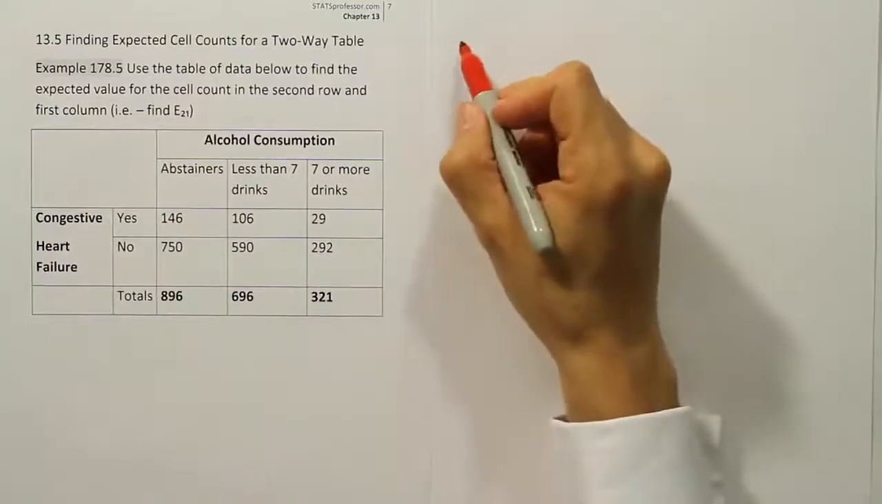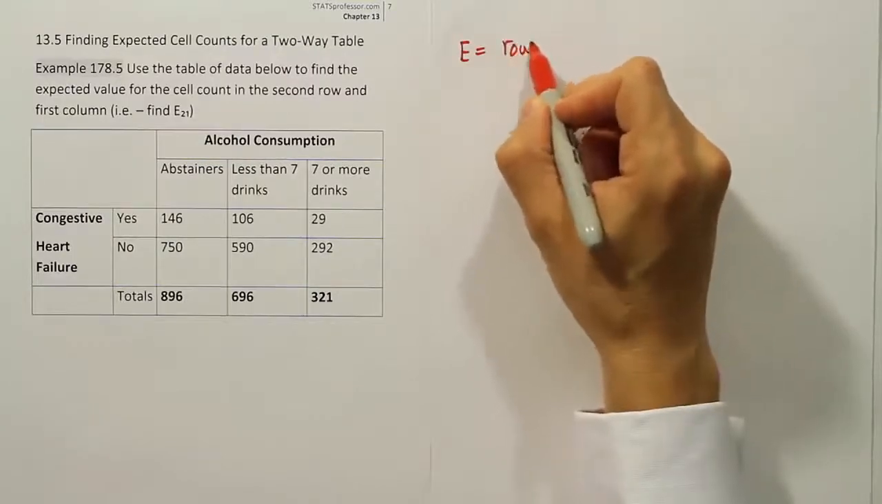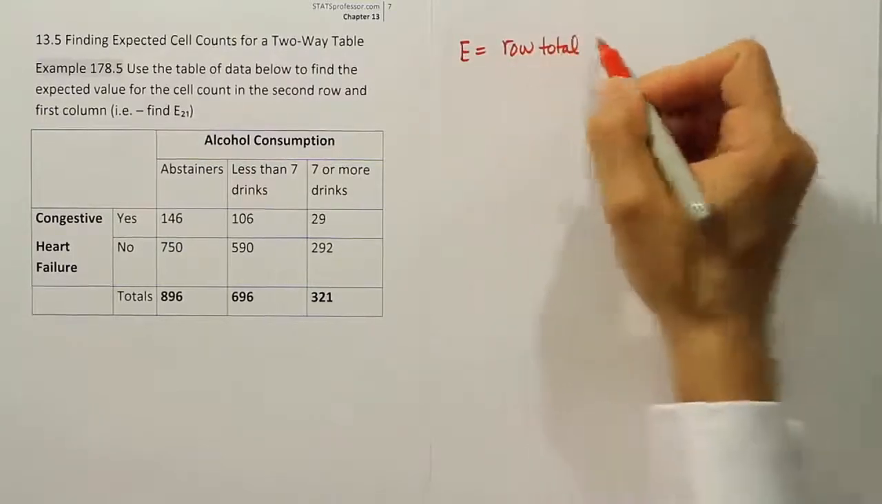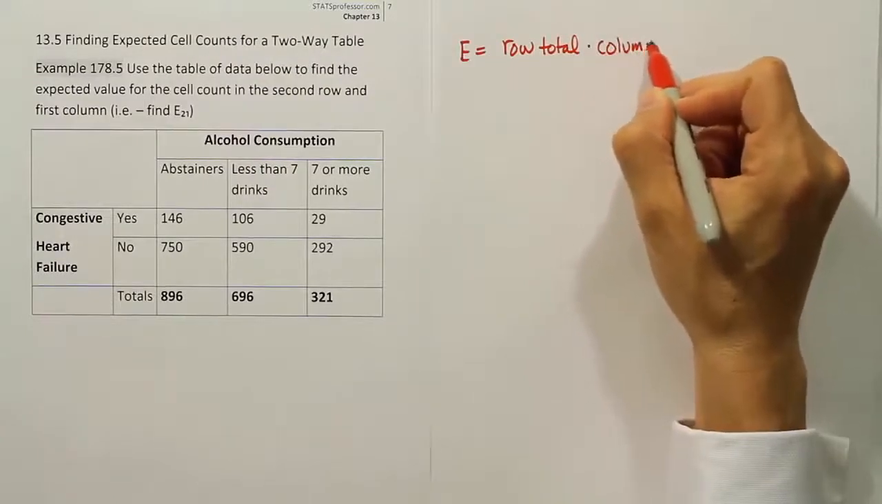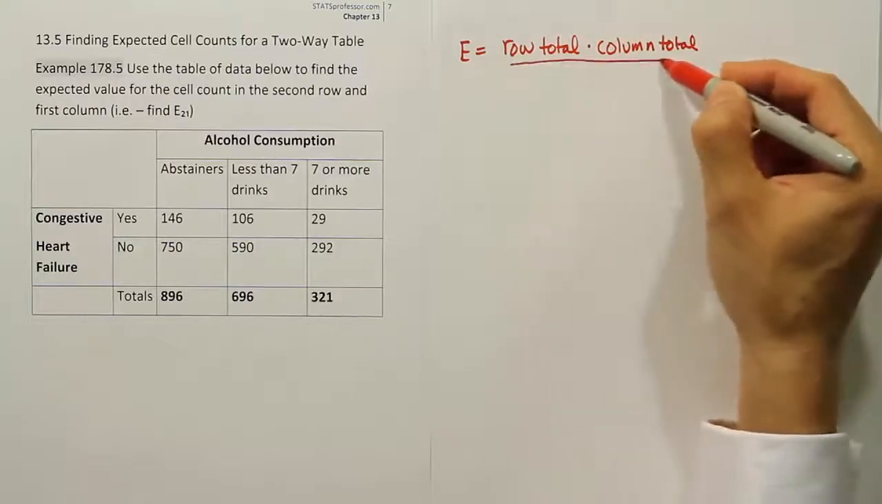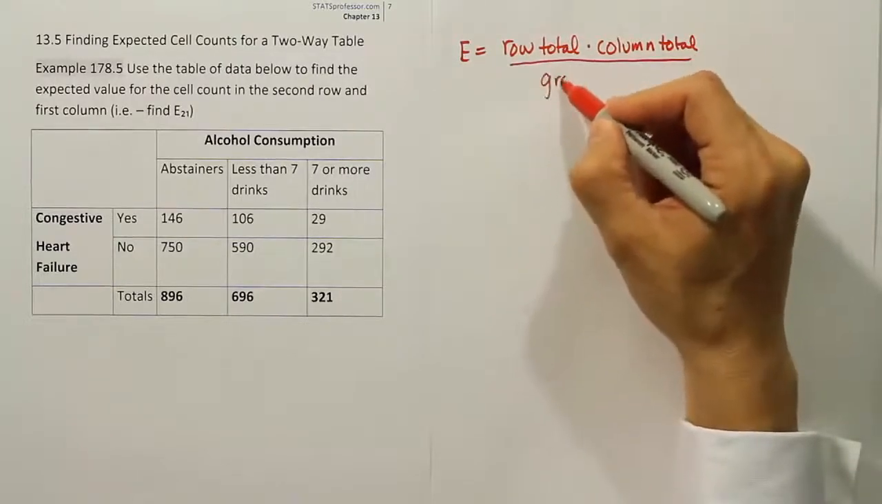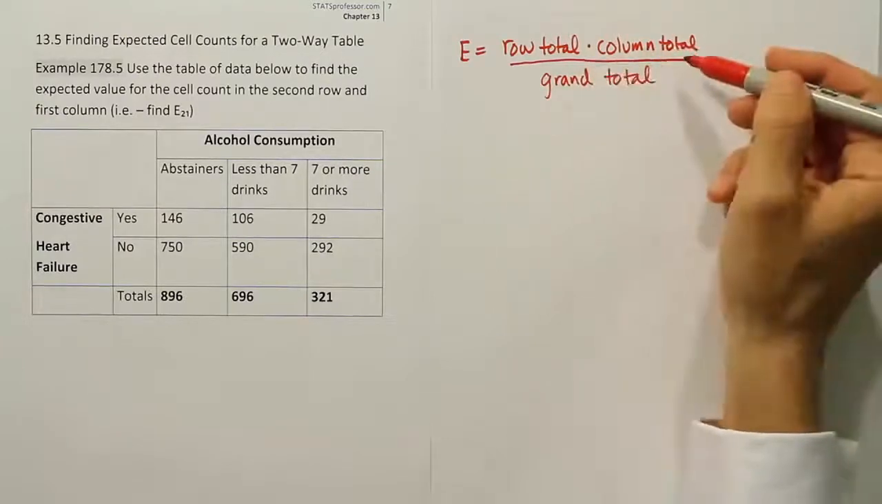Let's first write generically the expected value formula. It's very simple. It's row total times column total divided by the grand total. So that is the formula that we need to find.